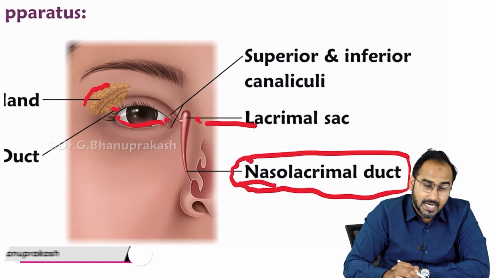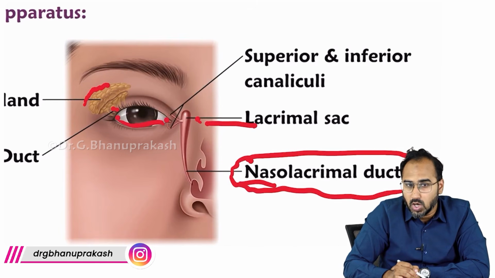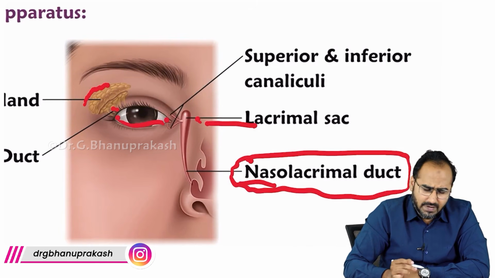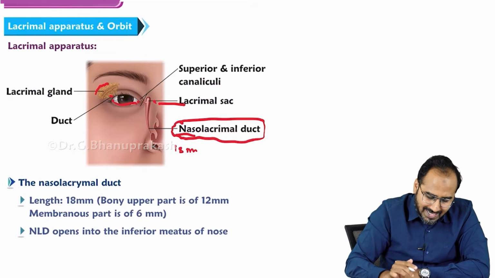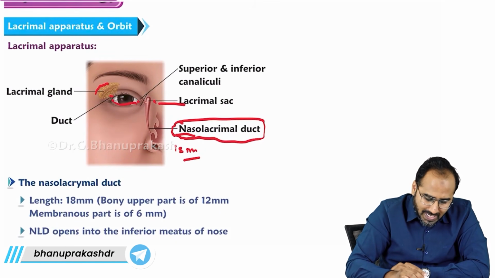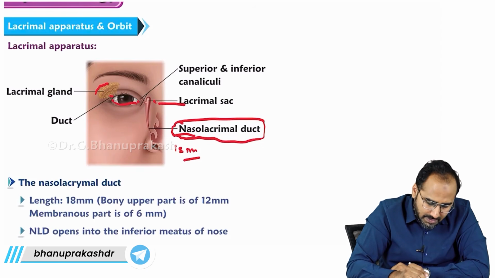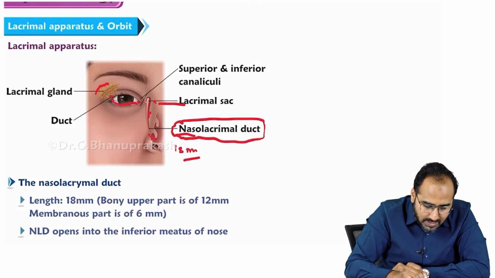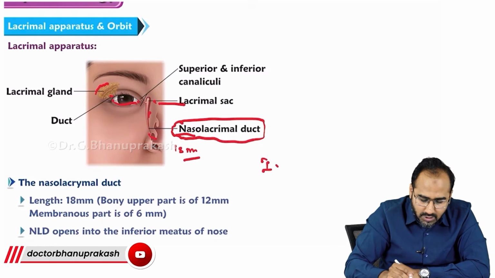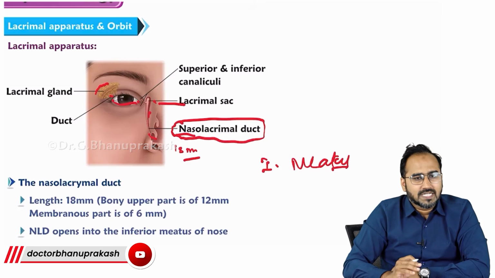So guys, I have told you about the nasolacrimal duct. Acquired nasolacrimal duct obstruction could be seen as a side effect of timolol and others. Anyways, we are discussing the nasolacrimal duct. The nasolacrimal duct is 18 mm. How much, guys? It is 18 mm in length, in which the upper 12 mm is bony and the lower 6 mm is membranous. And this nasolacrimal duct opens into the inferior meatus.